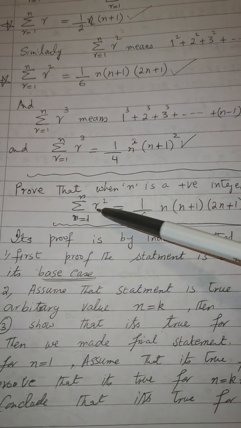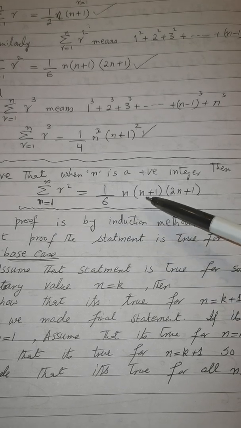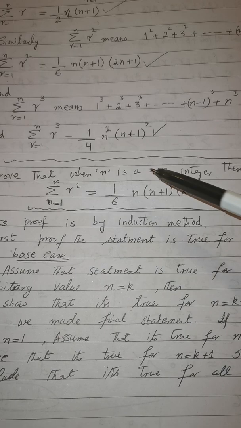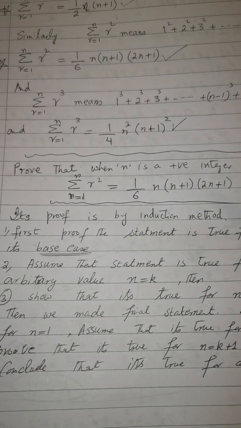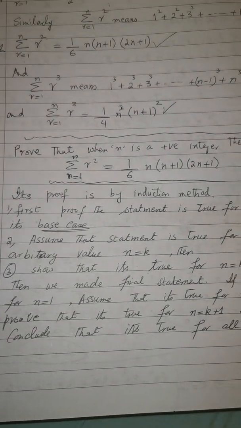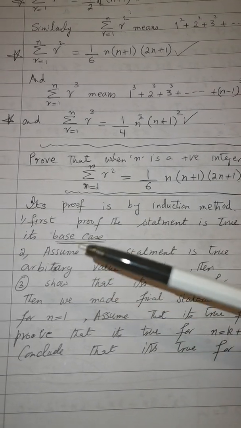And in the next question we will do the proof of this formula. This formula: summation r square is equal to 1 by 6 n into n plus 1 into 2n plus 1. We have to prove whether this is equal to this. So how can we prove this? We can use the induction method. And what is the induction method? I will tell you what is the induction method.